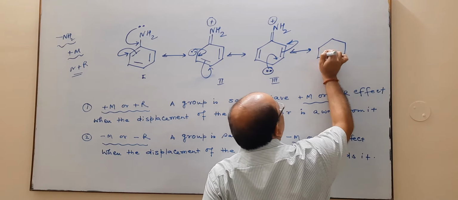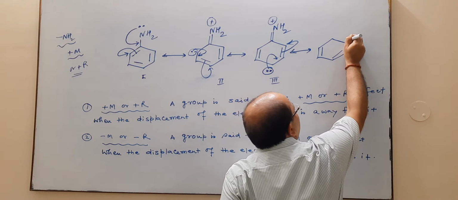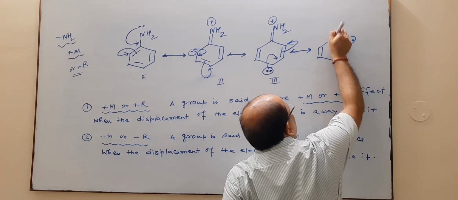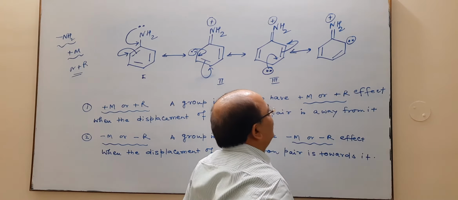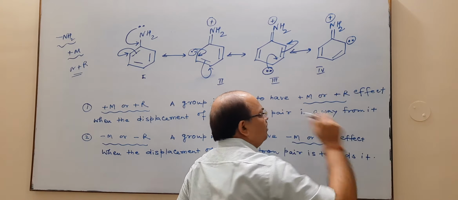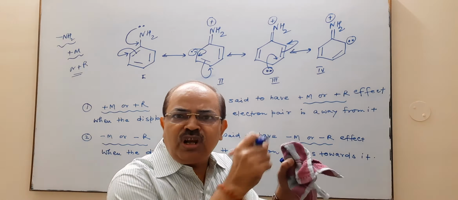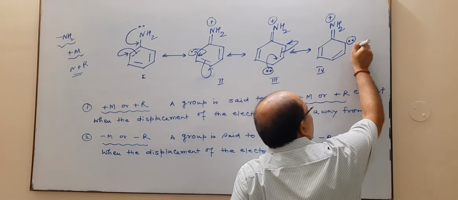This type, see this is electron pair, this is double bond, NH2 plus. This is structure number 4. Now we have structure number 5.